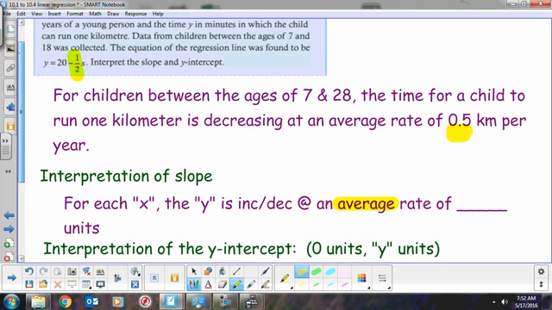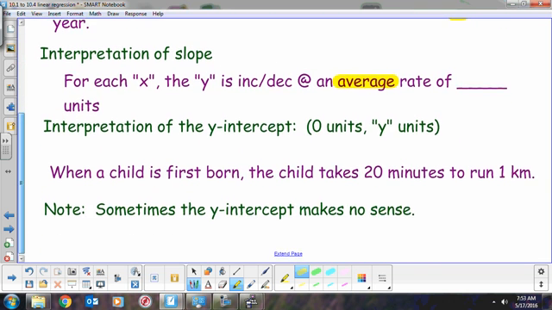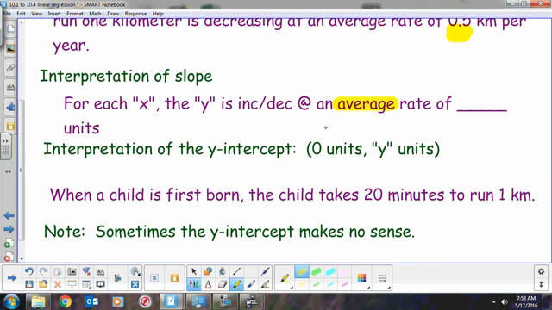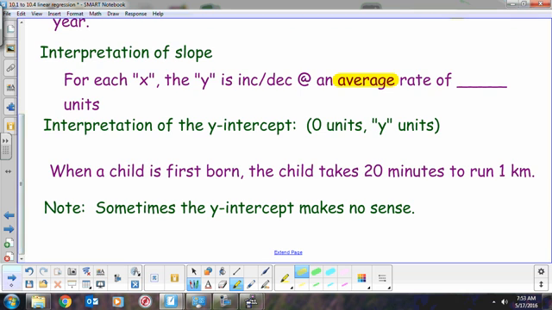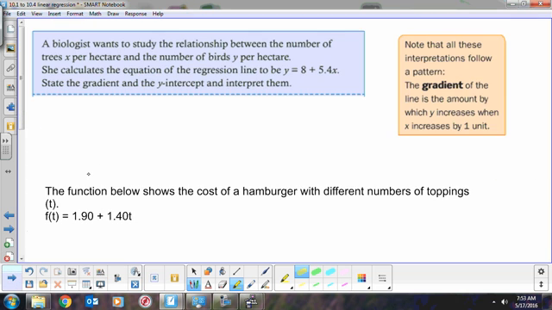So you're probably going to want to interpret your slope. The interpretation of your y-intercept will always be 0 x units and y units. So when the child is first born, a newborn, the child takes 20 minutes to run 1 kilometer. That makes no sense because the child cannot run. The child cannot stand. The child cannot hold their head up. So, you know, sometimes it might make sense, many times it will not.